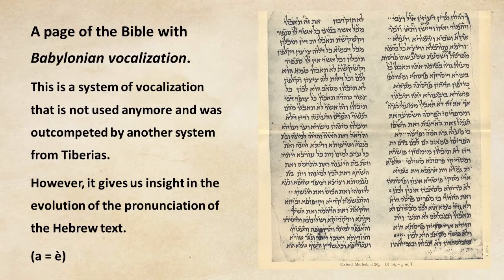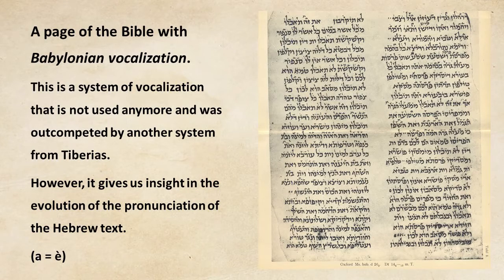In Tiberius, people pronounced some things differently from Babylonia. So, for instance, we know now that the Babylonians didn't have a difference between the e and the a. The short a, the patach, and the e, the segol, was pronounced the same. There's only one sign for it, which is interesting because the traditional Yemenite Jewish pronunciation of Hebrew also doesn't distinguish between e and a.